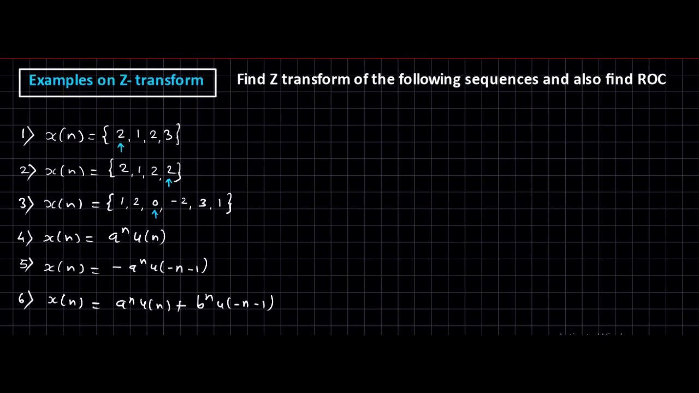Let us solve examples on Z transform and find its region of convergence. We have to find the region of convergence. The first sequence, so the arrow indicates n equal to 0. So this is the right-sided sequence. So this is the causal sequence.